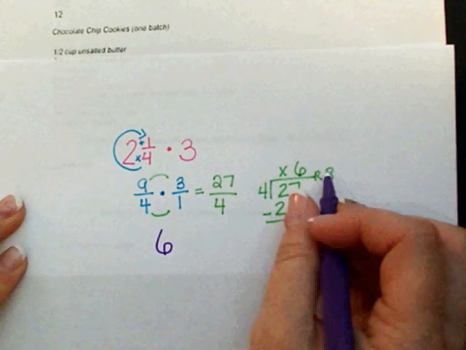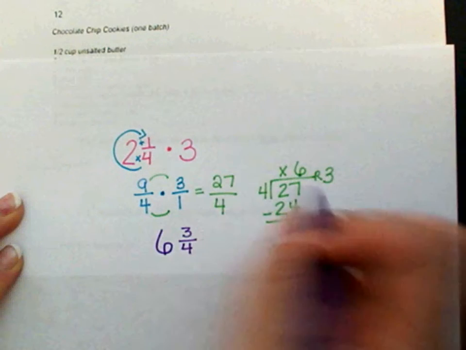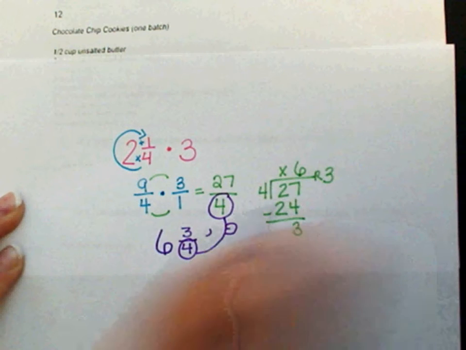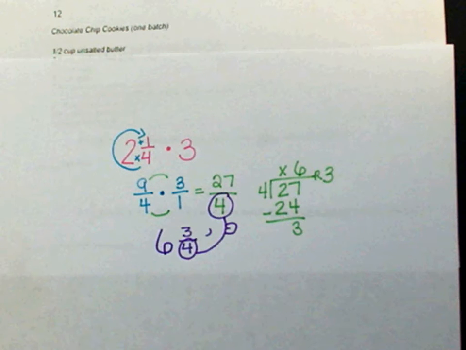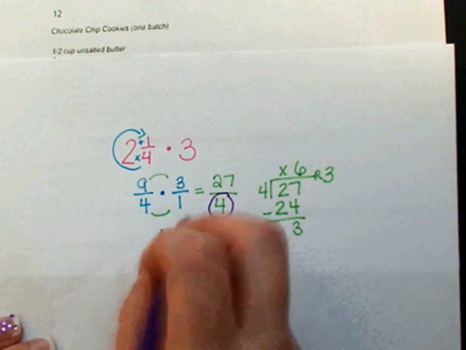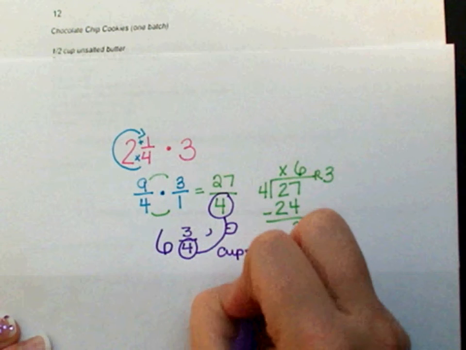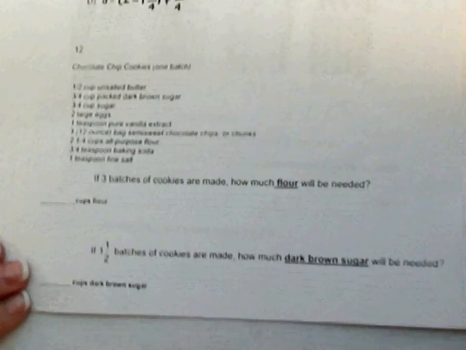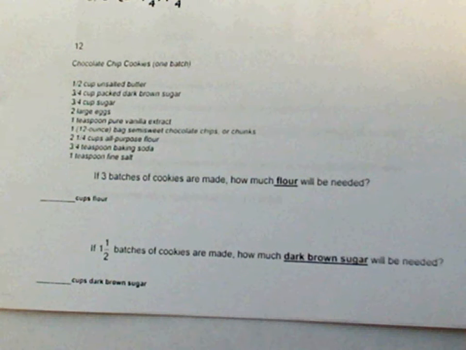And remember, once I have these numbers in with the division, we need to figure out how do we pull them out. Well, my answer to my division problem is 6, so that means I have 6 whole. My numerator is 3. Denominator does not change. And you notice here, they do not change. So my answer, how much flour I would need? I would need 6 3/4 cups of flour.